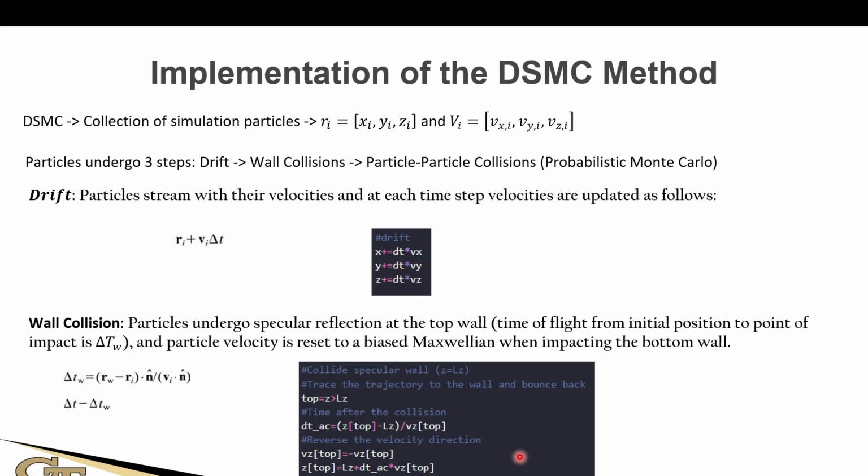So this is a code snippet for the top wall, where when the value of z increases beyond LZ, which is the domain, we assign the points, the trajectory onto the variable top, and we get the time after the collision from this relation as implemented in the code here, and then we reverse the velocities upon impact.